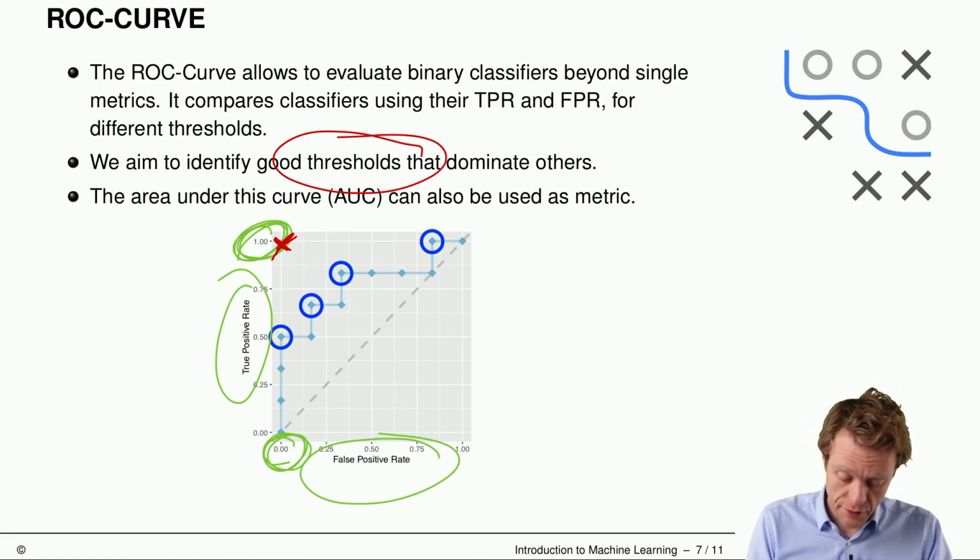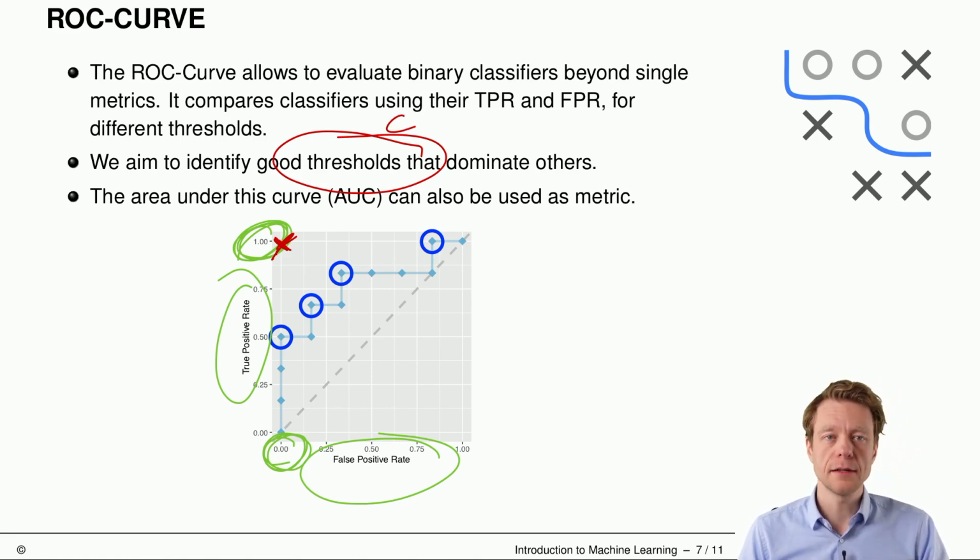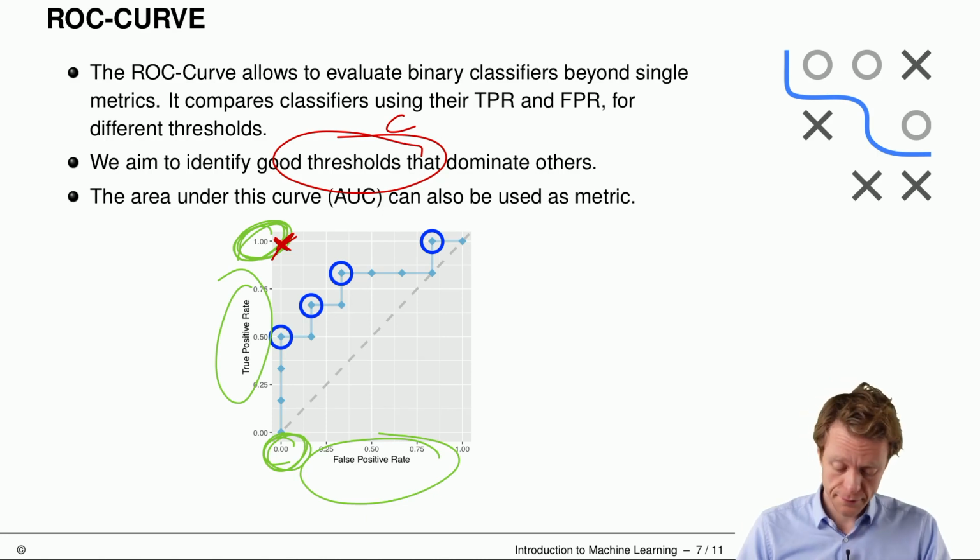So for varying the threshold C, with a higher threshold C, fewer observations are classified as positive, and for smaller thresholds C, more observations are classified as positive. And we can try to find the best threshold by looking at the ROC curve.